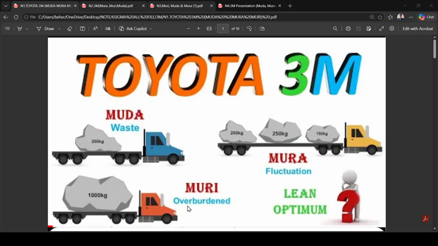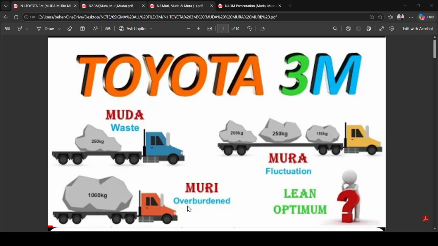What is TIMWOOD? T means transportation, I means inventory, M means motion, W means waiting, O means overproduction, another O means overprocessing, and D means defects.